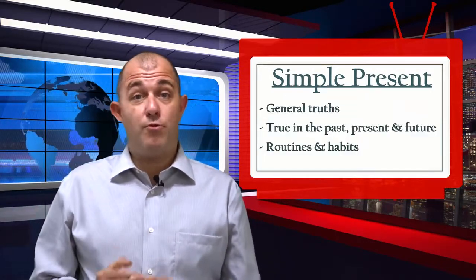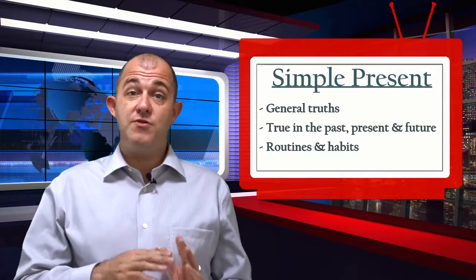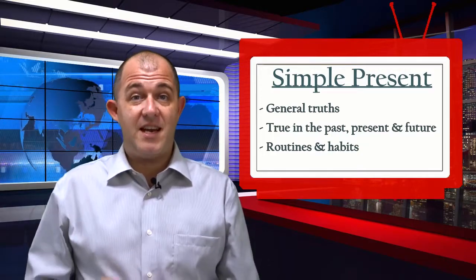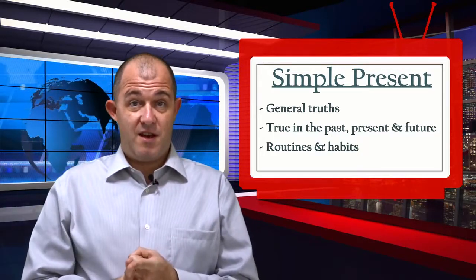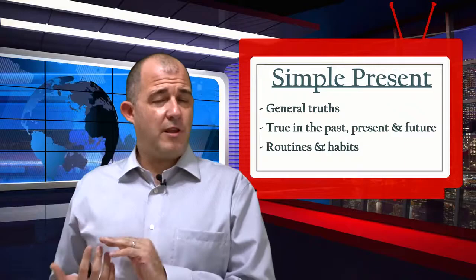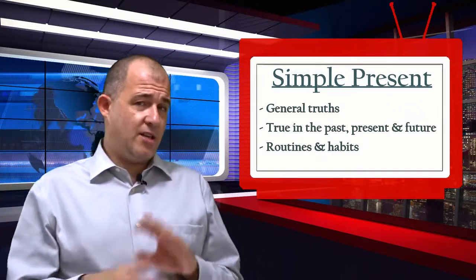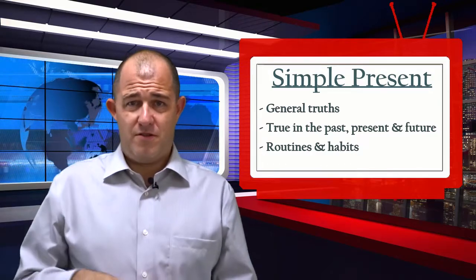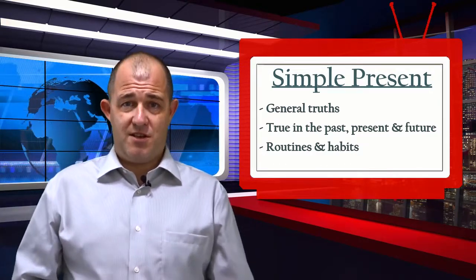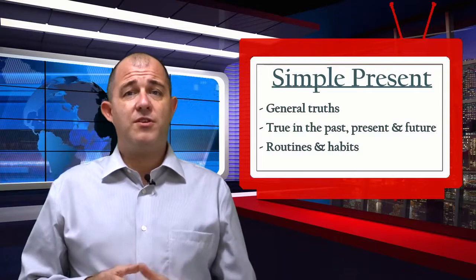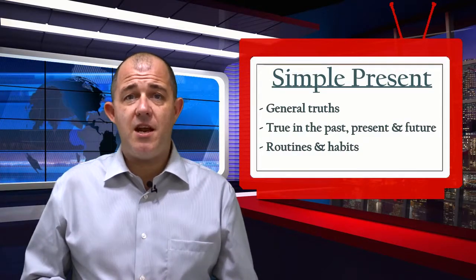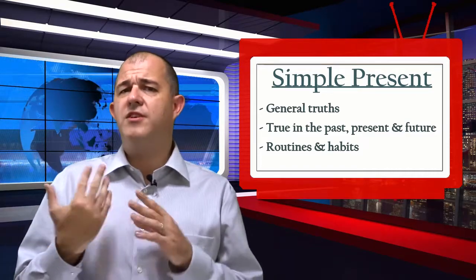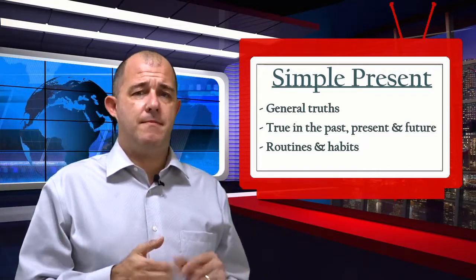So, to review the rules for when to use simple present, we use simple present to communicate general truths, things that were true in the past, true now, and true in the future. They're really situational. They're not continuous actions. And we also use simple present to communicate routines and habits, things that we do the same way every time.